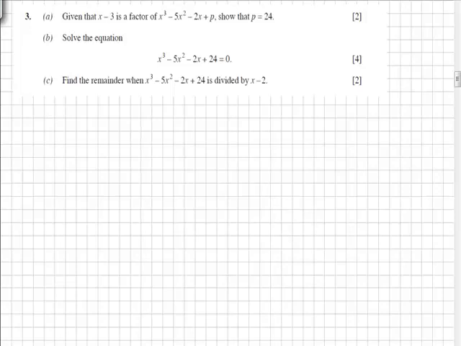In part A of this question, we're given that x minus 3 is a factor of the polynomial given. I'm asked to show that the unknown p is equal to 24. Well, if we know that x minus 3 is in fact a factor, we therefore know that the function of 3, i.e. substituting 3 into our polynomial there, will give us an answer of 0, i.e. no remainder. So what we can do now is just substitute in.